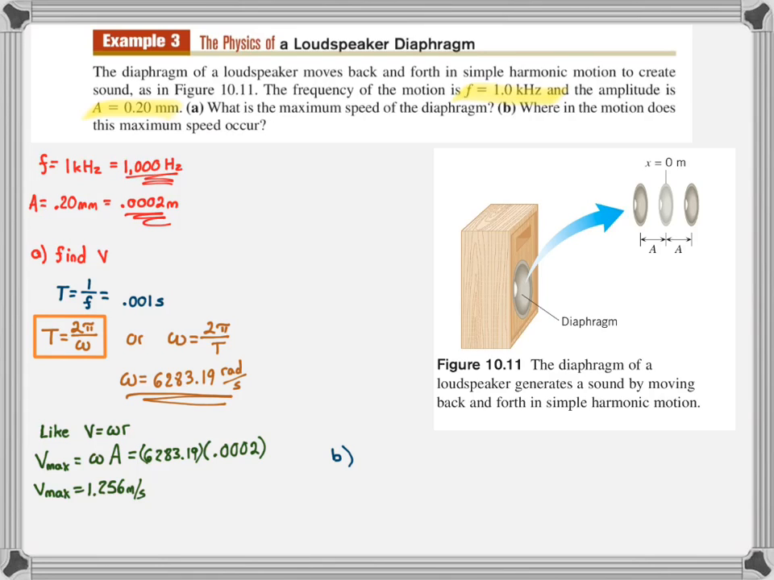Now, at the furthest point away from the equilibrium, the velocity is going to be 0. It's the moment when it starts bouncing back, and at the furthest point to the left, it's also going to be 0. So this maximum velocity occurs at the equilibrium point, which is true for all, where the kinetic energy is at its greatest. And that's pretty much it for that one.